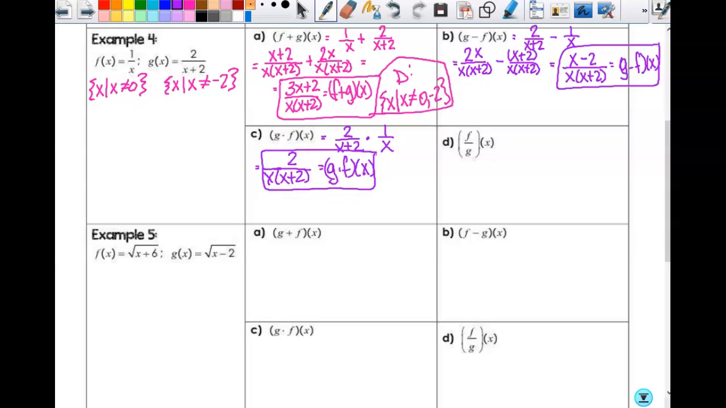It doesn't matter, it'll be fine. Oh, I forgot to do domain over here because I started talking quotient. Well, on both of these, your domain is the same. Domain x such that x cannot equal 0 or negative 2. And then the same thing here. Domain, which is a set of all x's such that x cannot equal 0 or negative 2.